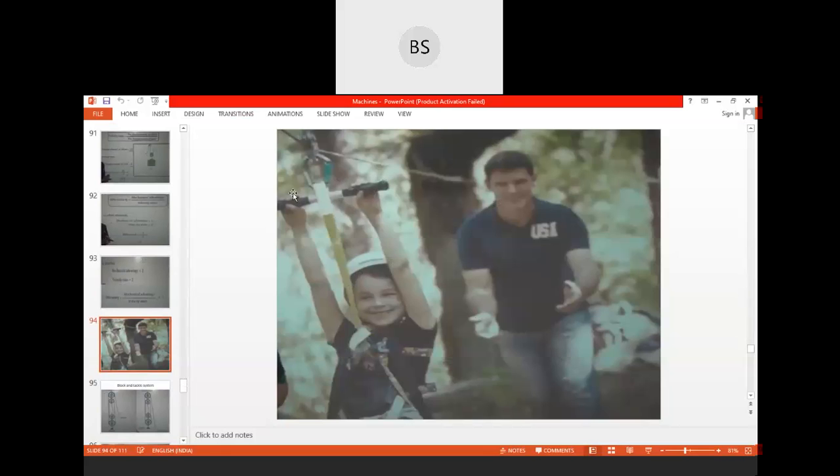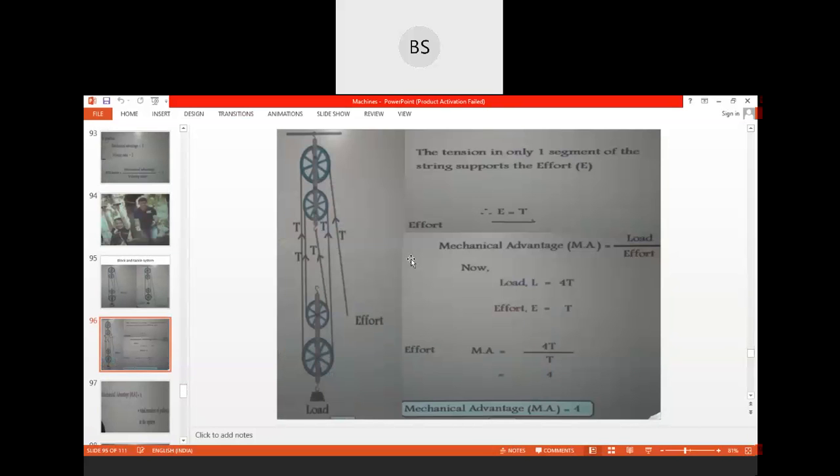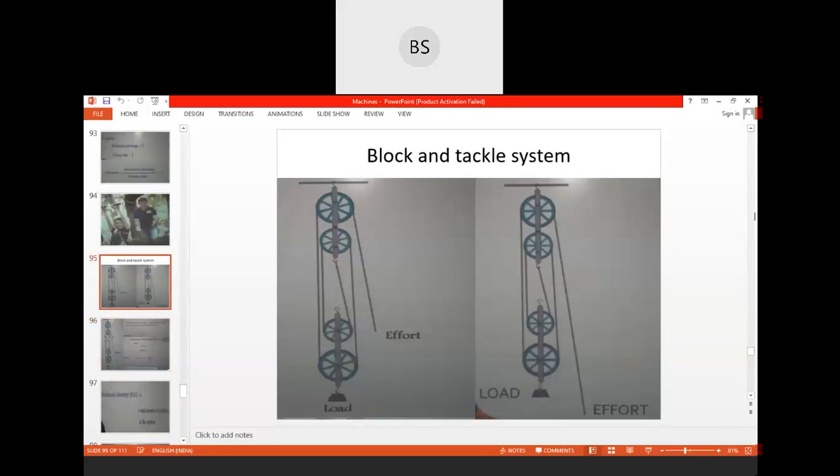So this is all about single movable pulley. You can see here also how the single movable pulley is useful for a child to move from one place to another place. So next let us see about the block and tackle system.